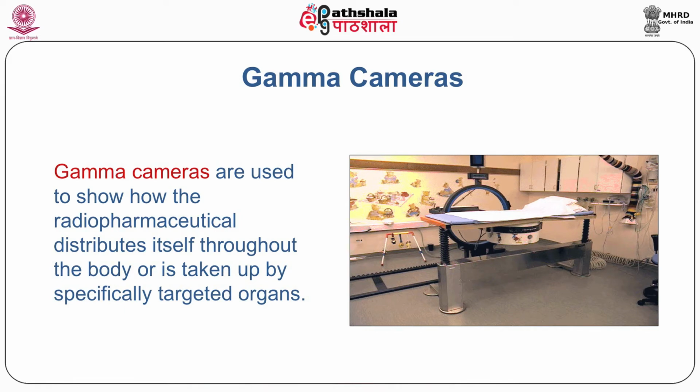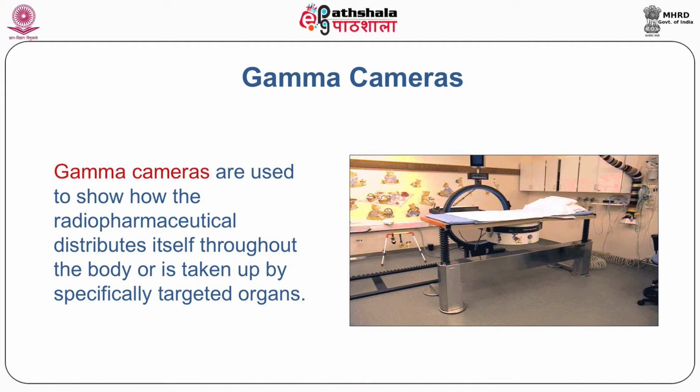The gamma camera used to show how the radiopharmaceutical distributes itself through the body or is taken up by the specifically targeted organ. It means either we talk about the rectilinear scanner or the gamma camera, which is an upgraded or updated version. But here you do not get a kind of dots, you get an image like an X-ray image. The detector is going to give the 2-dimensional image of the organ which is emitting this kind of radiation, which is called the gamma camera.